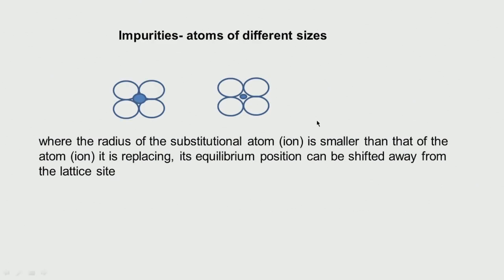Impurities can fill up these voids, and if they are smaller or just equal, then they are okay, but if they are very big, they may completely dislocate things. The equilibrium position can be shifted away from the regular site. So the impurities can be small like this, or just equal, touching all the other atoms, whereas when they become very big, they are going to completely disrupt the crystal structure.